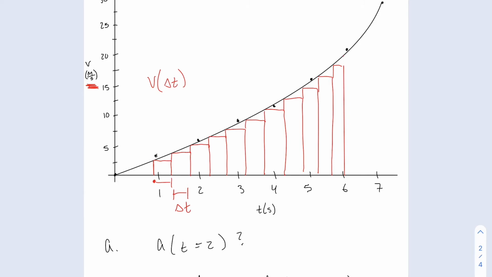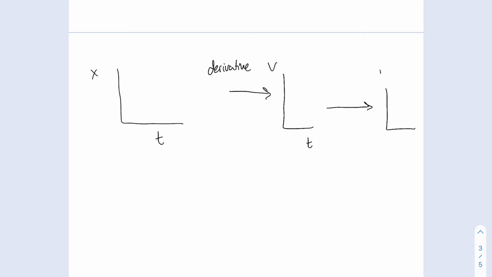If we want a perfect value for the area under the curve, that's where calculus comes in, and that's where we use integrals. So here's what we know so far, okay? If you have a position time graph and you want to get to velocity time, you take the derivative. Okay, and same thing, if you have velocity time and you want to get to acceleration versus time, you're taking the derivative.